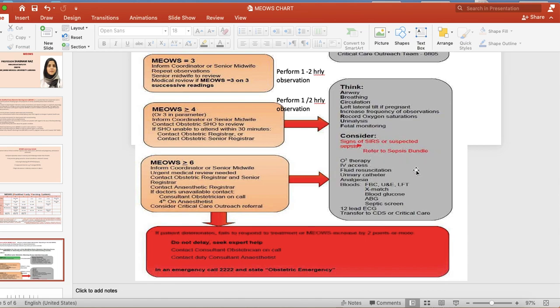Think about all these and consider the signs of systemic inflammatory response syndrome or suspected sepsis. Refer to sepsis bundle. If the score is more than 6: oxygen therapy, IV access, fluid resuscitation, urinary catheter, analgesics, send samples for full blood count, urea and electrolytes, LFTs, cross match, blood glucose, septic screen, 12 lead ECG, transfer to HDU or critical care.